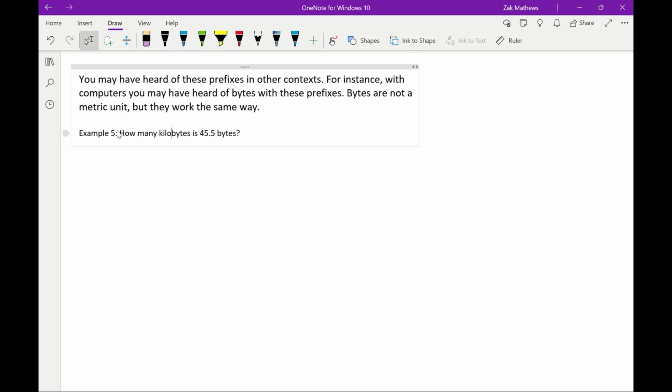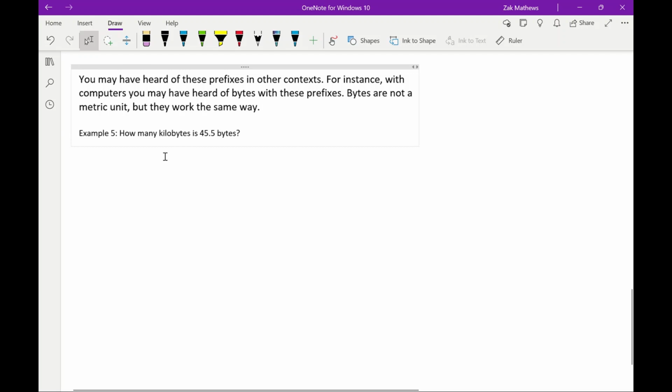Now, as I said at the start of the video, you may have heard of some of these prefixes in a different context. For instance, the kilobytes, megabytes, things like that. So bytes are not actually a metric unit, but they are going to work the same way because all of these prefixes work the same. They're just prefixes that mean the powers of 10.